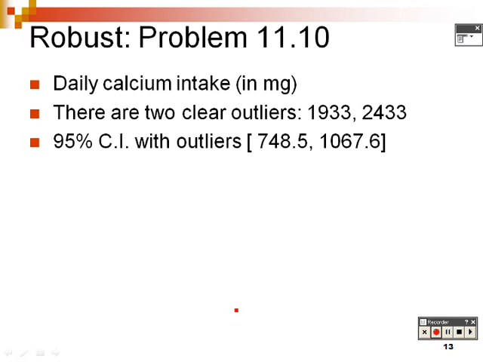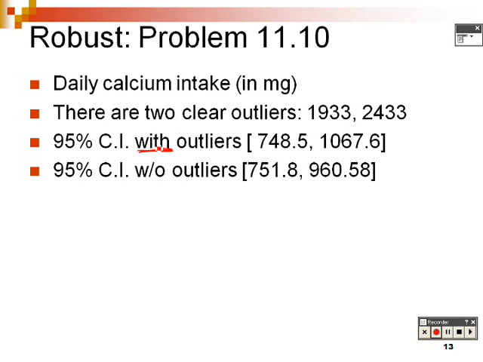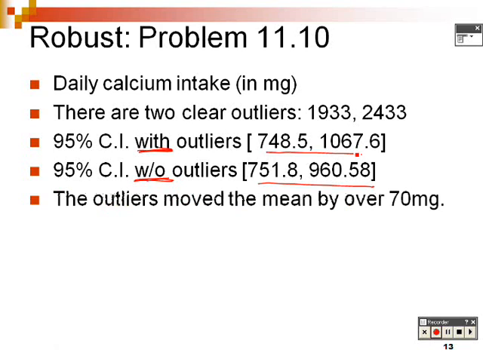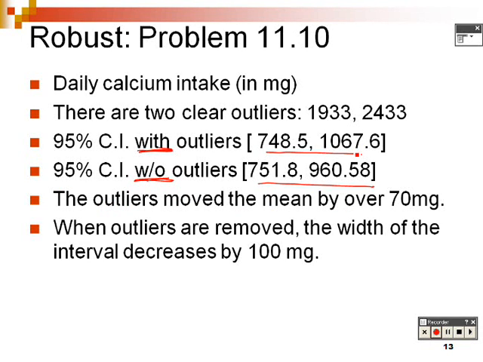So with the outliers, here was our confidence interval. And then when we dropped the two outliers, we got this confidence interval right here. And the first thing we should note is that it moved the mean quite a bit. But the other thing that we should notice is that the outliers, when we removed them, it decreased the interval.